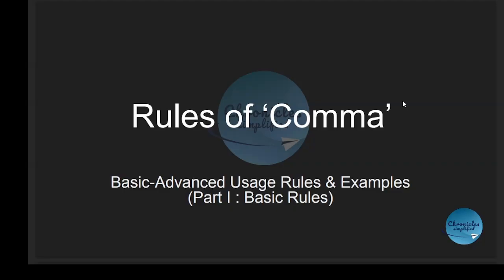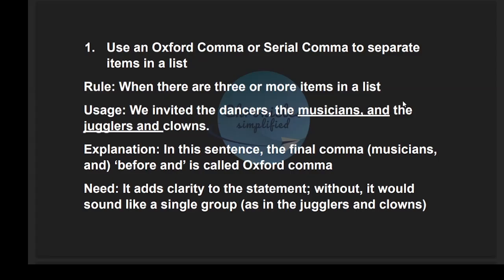In this video, we will discuss the rules of comma, especially the basic rules. Rule number 1. Use an Oxford comma or serial comma to separate items in a list. That is, when there are more than 3 items, we have to use Oxford comma.